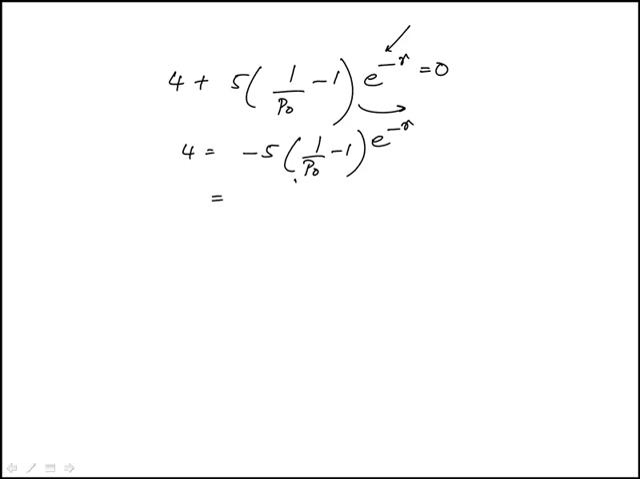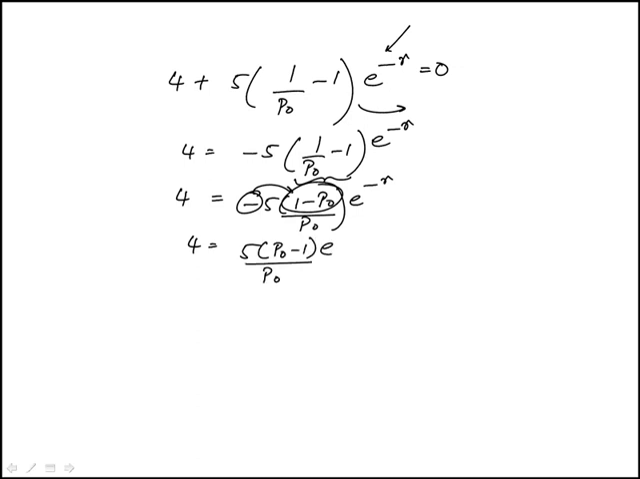And I can combine this. So this is 1 minus P0 over P0 times e to the minus r. And to take into account the minus, I'll just take this minus and multiply it to this term. So that would become 5 times P0 minus 1 over P0. In the exam, I'll probably do it a little bit faster, skipping some steps here, but I just wanted to make sure you can see all the steps.